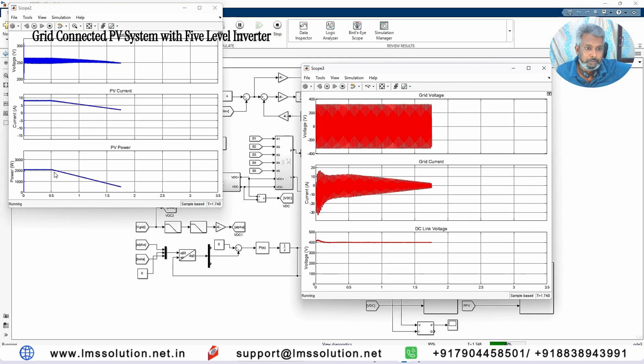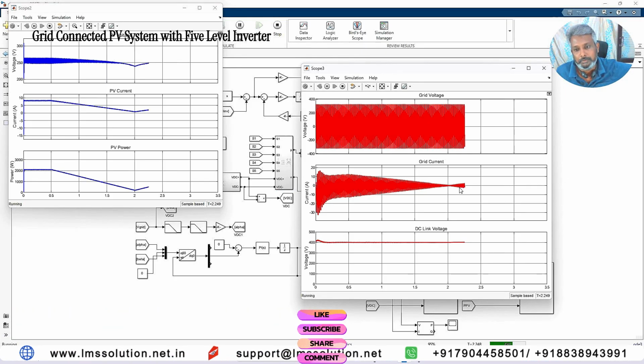So here you see that, as already told, from 0 to 0.5 the irradiation is 1000 watts per meter square, and from 0.5 to 2 seconds it changes from 1000 to 100 watts per meter square. As per that change in irradiation, the power is varying. After 2 seconds it changes again from 100 watts per meter square to 1000, up to 3.5. As per this logic, the grid current is reducing and the injection of power into the grid is also reduced. After 2 seconds, the power generation is increasing again. So here also you see that the grid current is also increasing.